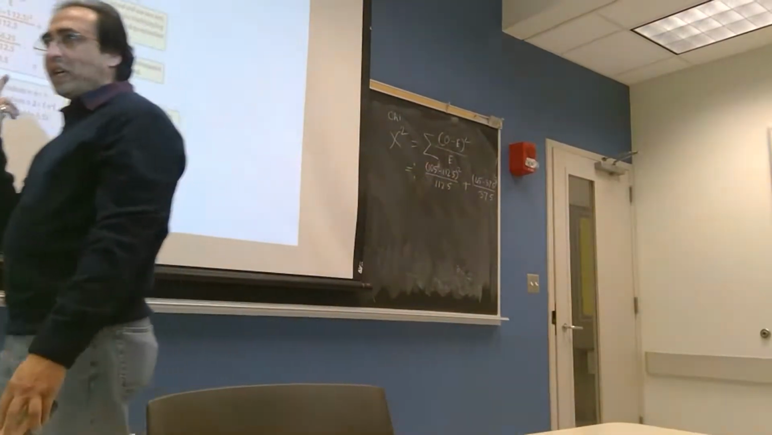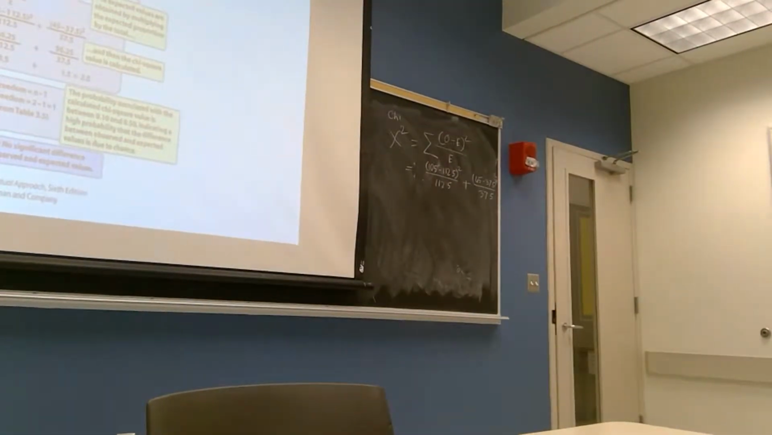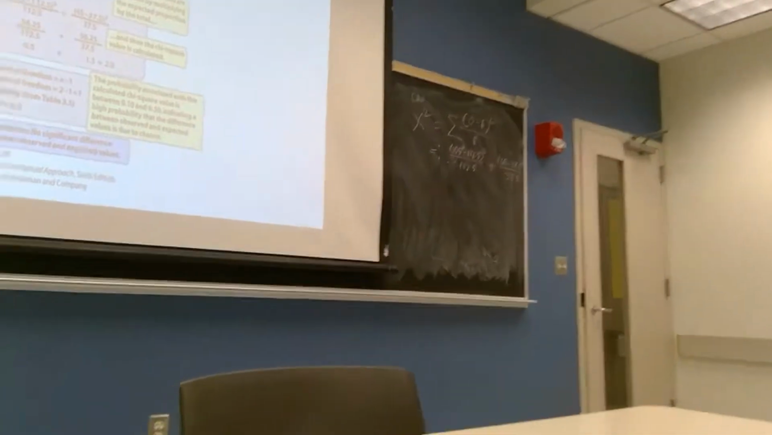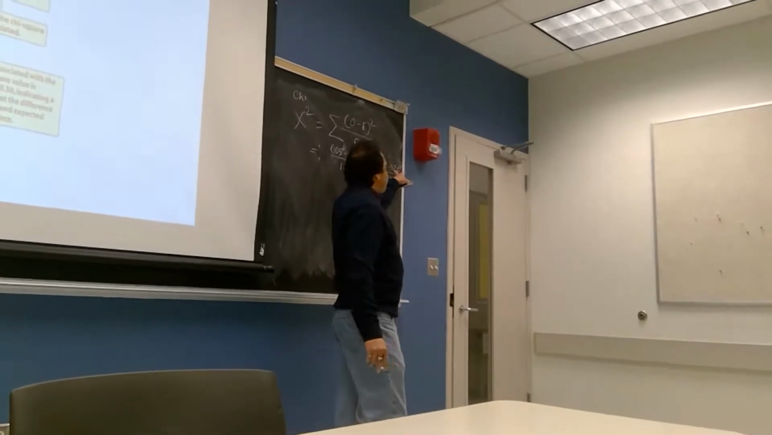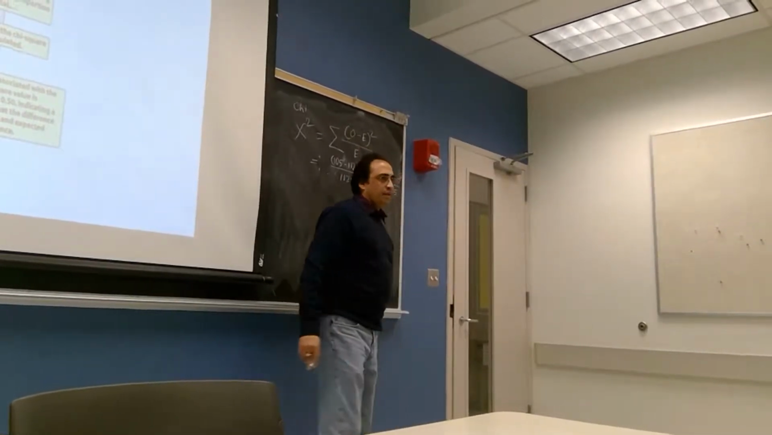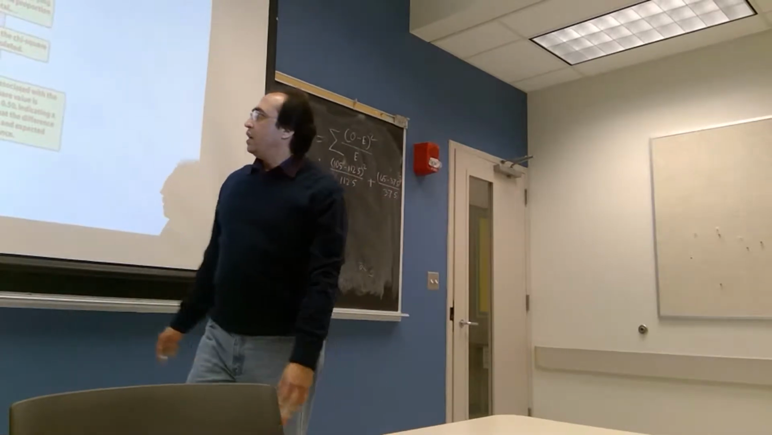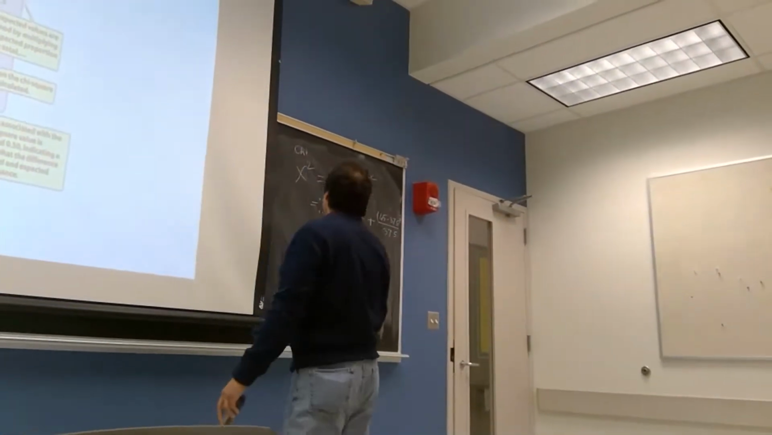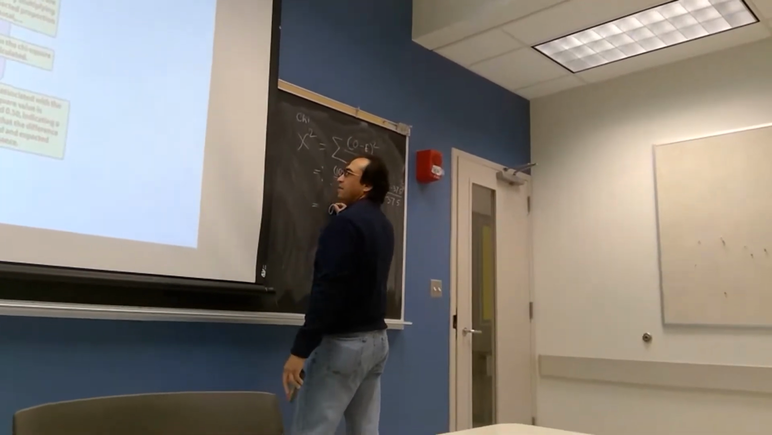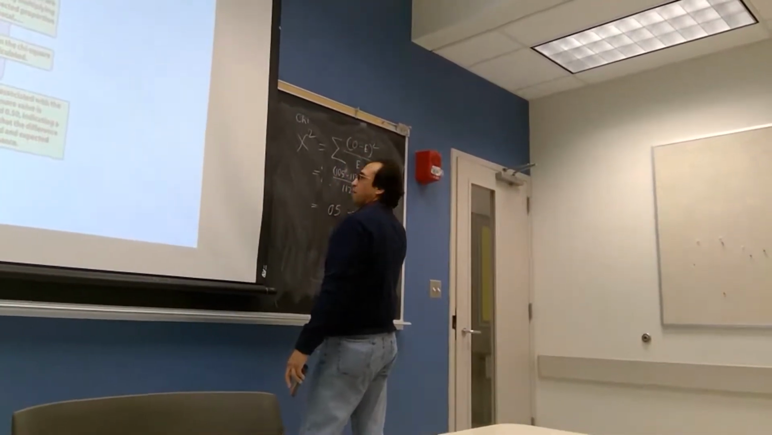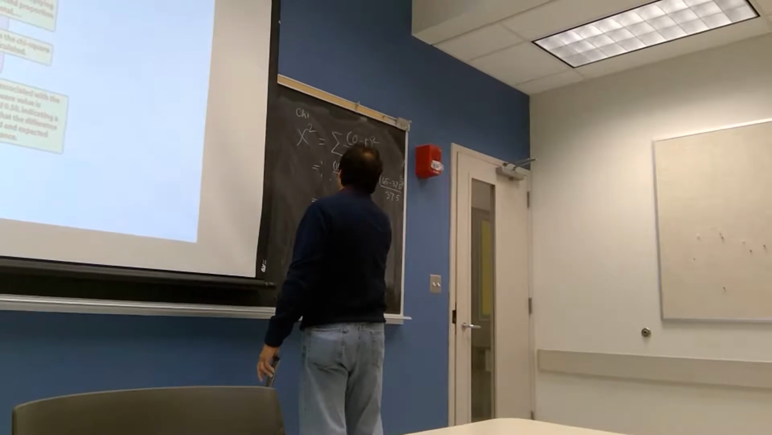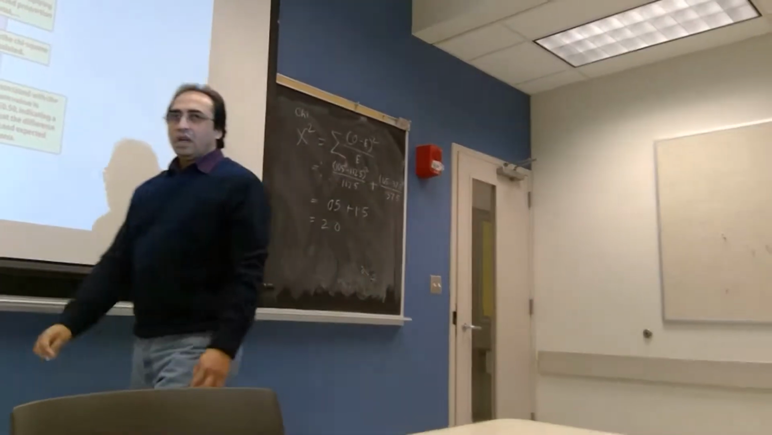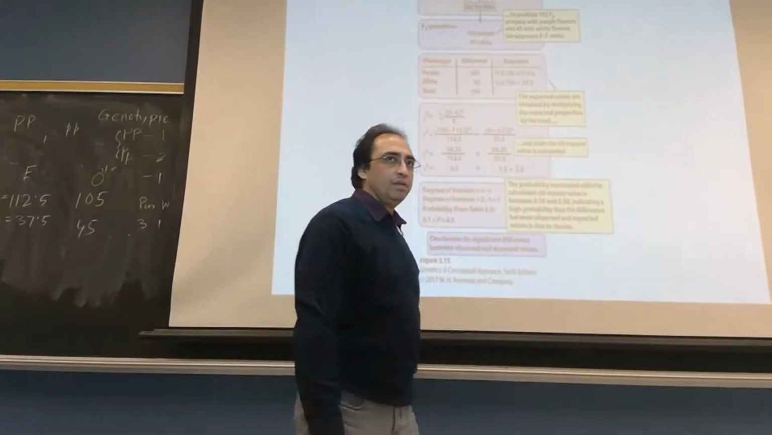We have two traits, one is purple, one is white. For the purple, our expected is 112.5, we got 105. For white, our expected was 37.5, we got 45. Okay, so from here we get 0.5 plus 1.5 is equal to 2. So the chi-square result is 2. That is our chi-square value.